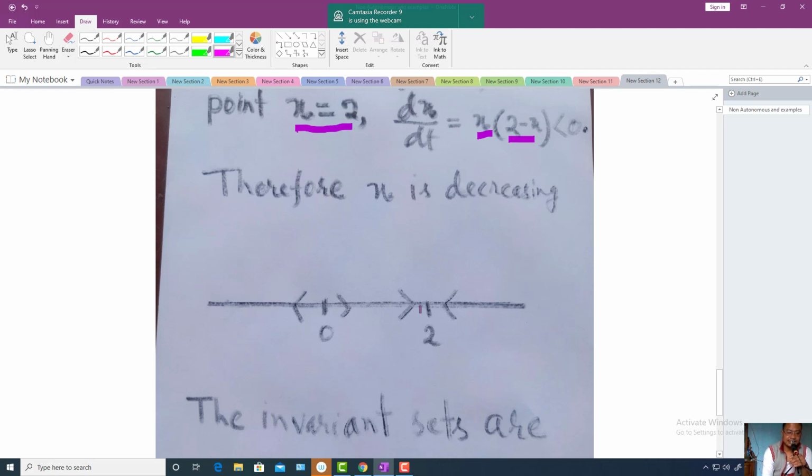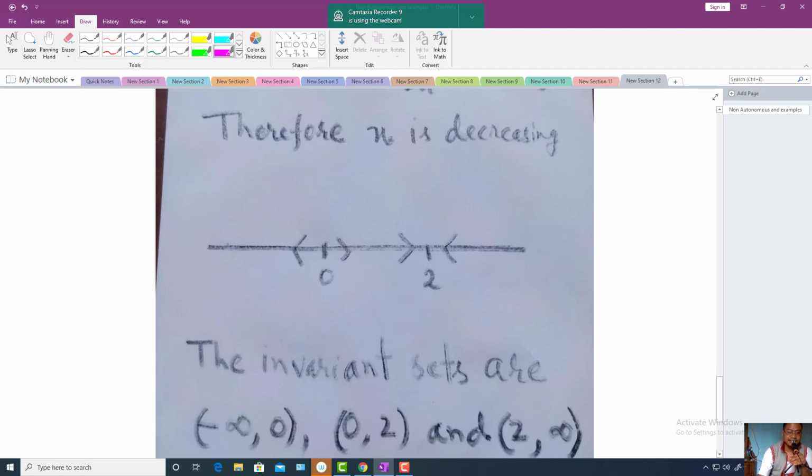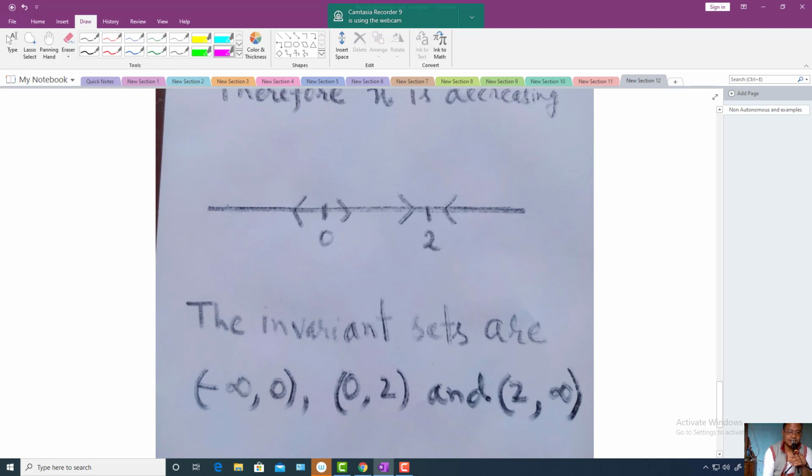So in the whole phase line, the behavior of the points we have now determined completely. So the dynamics we understand. Now let us see the invariant set, how to find out the invariant set. I told you, any point here, its movement will never cross this 0 and come this side. In fact it is moving this way. So if you consider one point here, it will move this way.